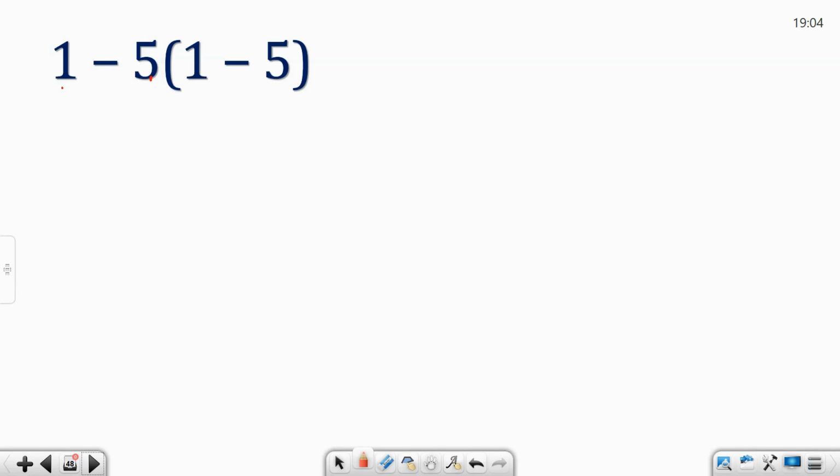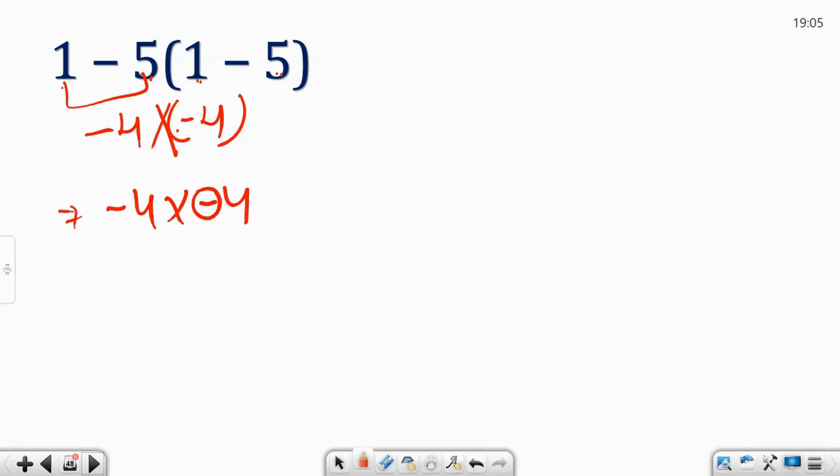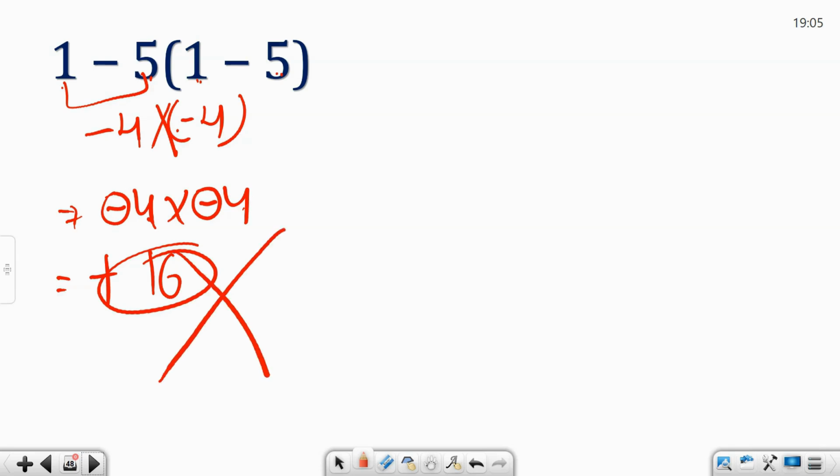Next is 1 minus 5, in brackets, 1 minus 5. 1 minus 5 is minus 4, in brackets. We'll remove the brackets from minus 4 and multiply. Minus 4 times minus 4, when you multiply minus by minus, it becomes positive. 4 times 4 is 16. This is the answer, but this is the wrong answer.